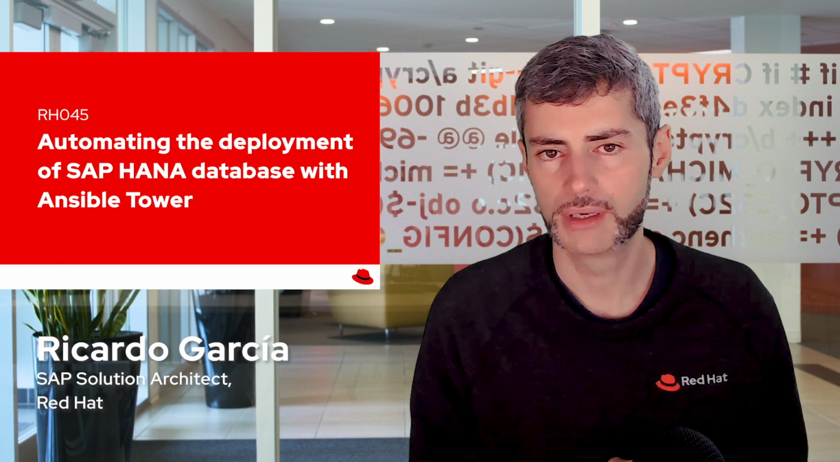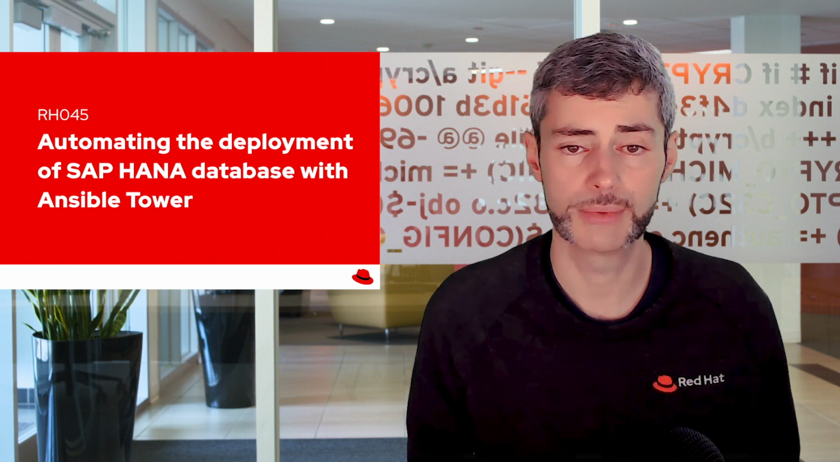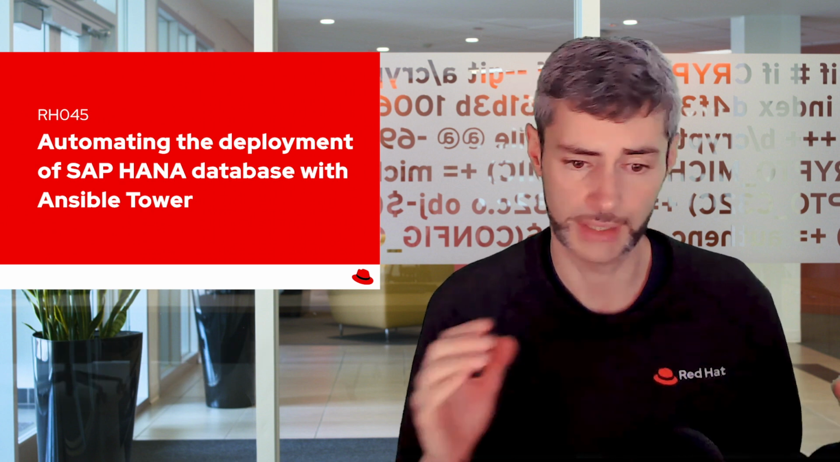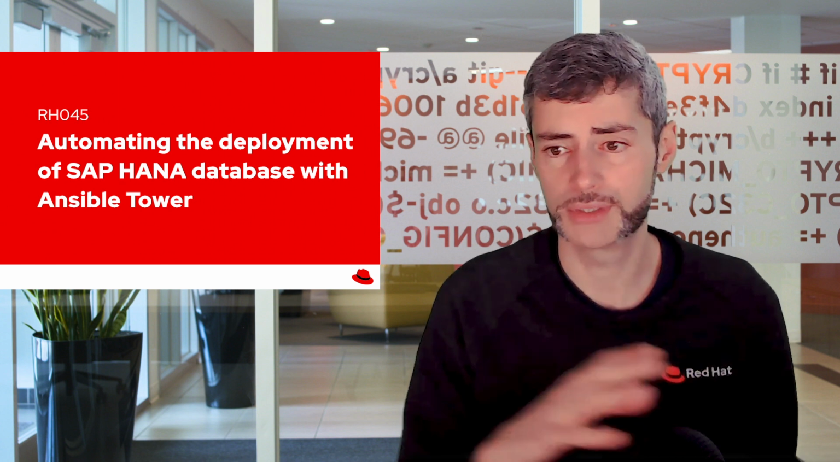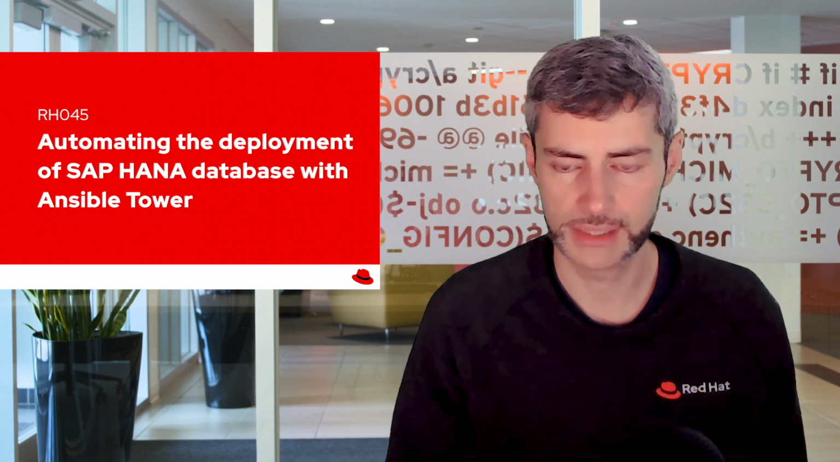So the first use case and the first solution that we've developed is the automation of the deployment of SAP HANA database with Ansible Tower. It's an end-to-end deployment. So since we are provisioning till we have the HANA database installed and running, and we can hand it over to the SAP basis team.